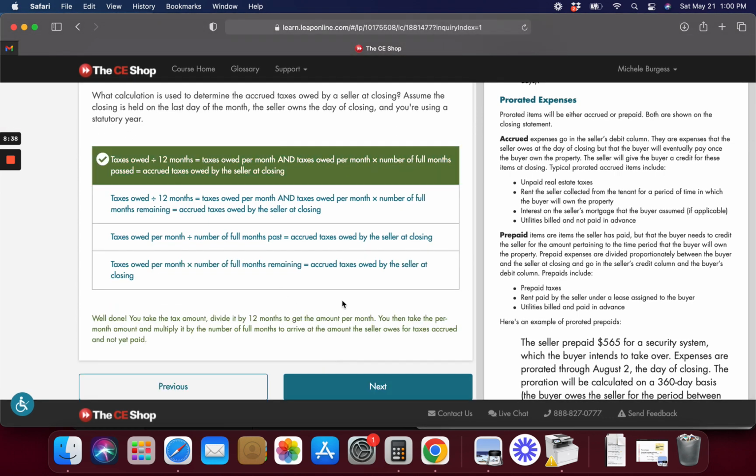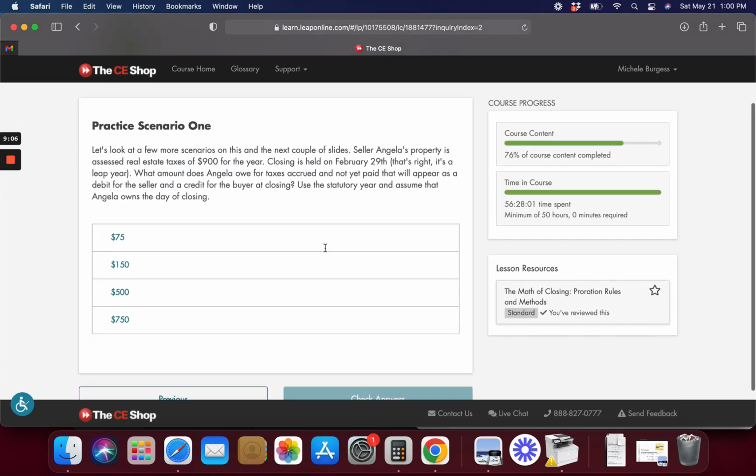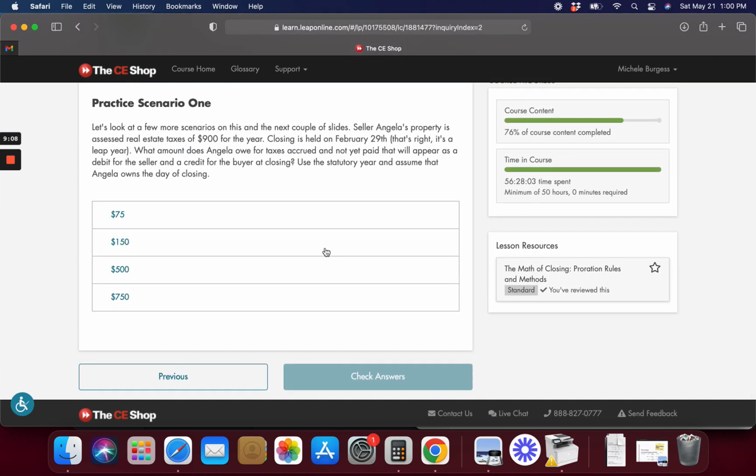All right, so taxes owed divided by 12 months. Maybe I need to take a picture of this because we have a test coming up and we need to make sure we pass it. Okay. Taxes owed divided by 12 months, taxes owed per month, and taxes owed per month times the number of full months already passed. And, oh my God, this is so complicated. All right, let's see what we got on here.